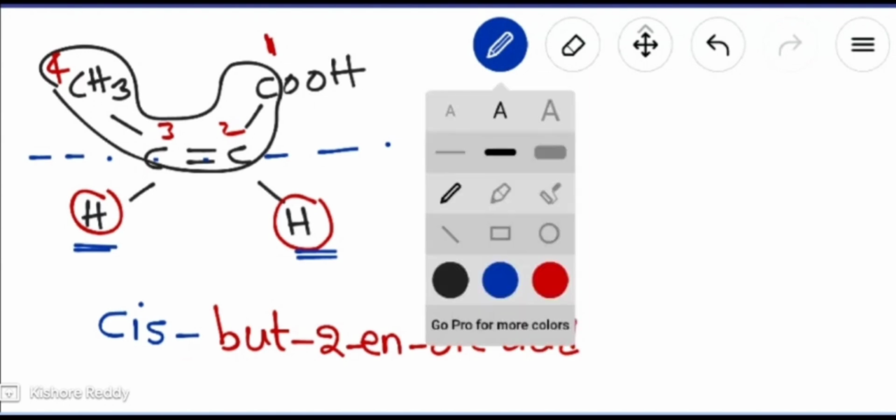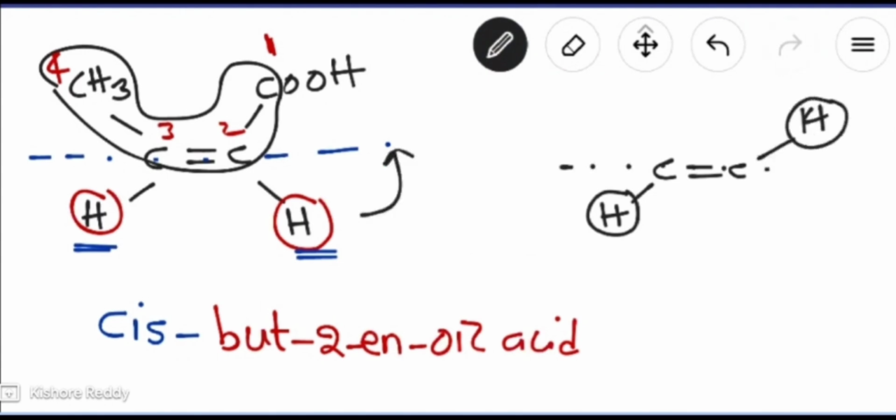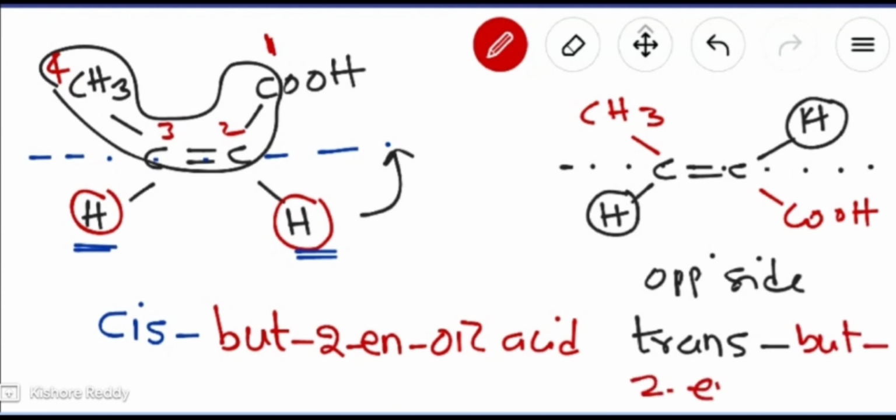Now what should you do? How to make it a trans compound? C double bond C. Now H is here. Take it to the opposite side and write H here. Understood? Now the same group is present on the opposite side of the C double bond C. So you just write trans and the rest will be the same. This will become CH3 and here you will get COOH. Don't worry about methyl and carboxylic acid group. So this will be trans-but-2-enoic acid. Clear? Raghav, Vaishnavi, Admiral. Understood?